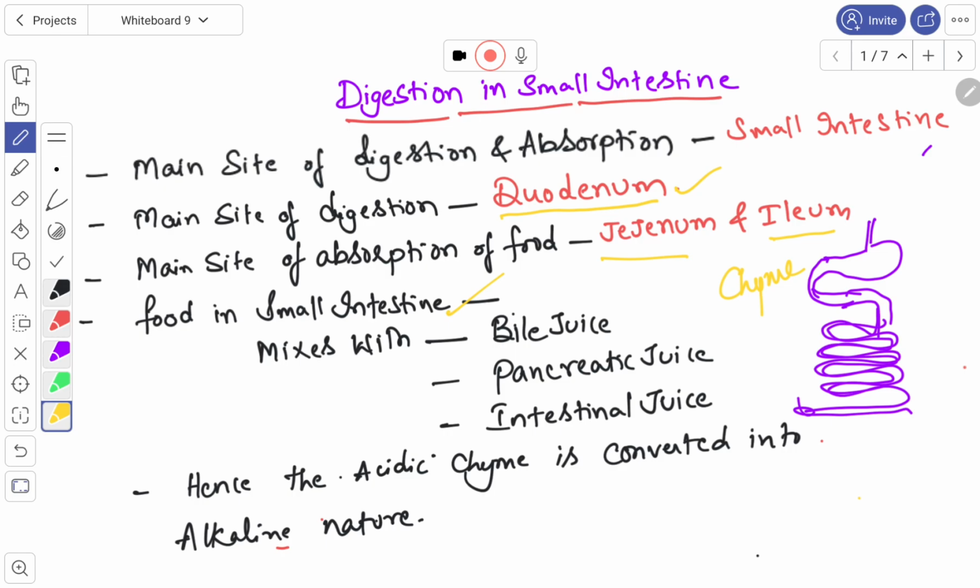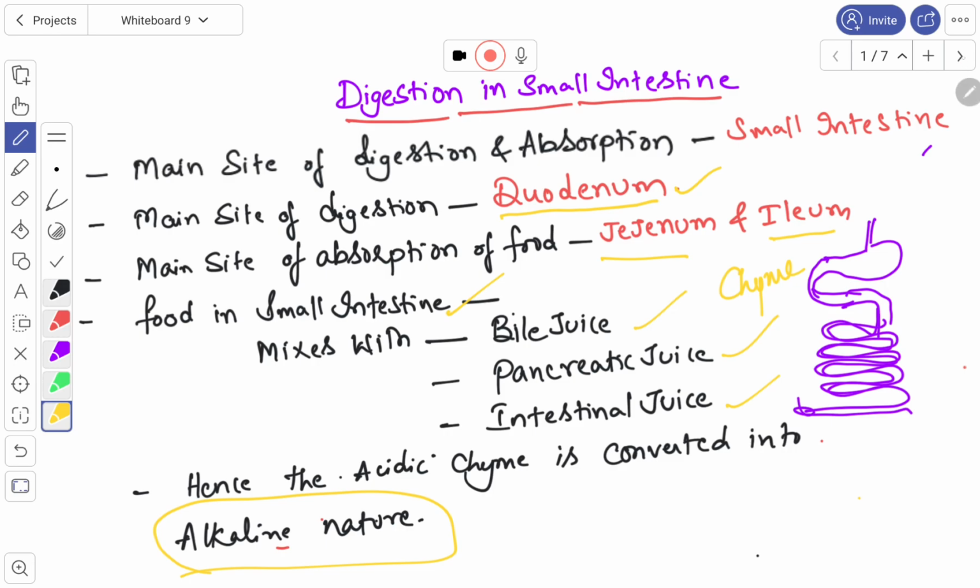In the small intestine, this acidic food gets mixed with the bile juice, pancreatic juice and intestinal juice. The bile juice is alkaline in nature, pancreatic juice is alkaline in nature, and intestinal juice is alkaline in nature. So this acidic chyme is converted into alkaline food. Why? Because trypsin and chymotrypsin can act only in alkaline pH, not in acidic pH.